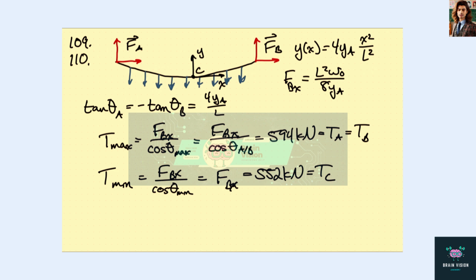And for 110, the minimum is just the tension here at the center, because that's when cosine is the largest, and that is 1 for this case. So that's simply the value here, and if we plug in the values that were given in the problem, that comes out to be 552 kilonewtons.